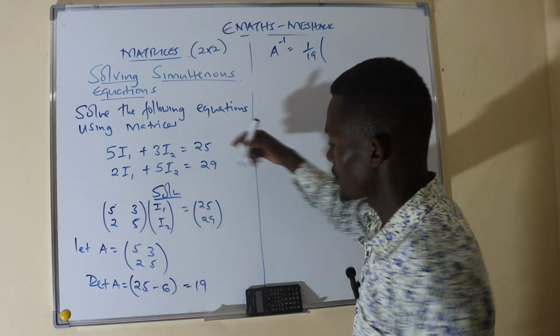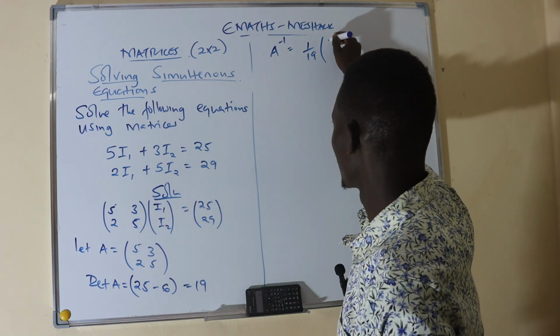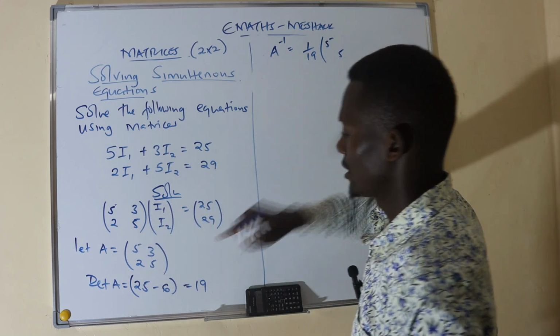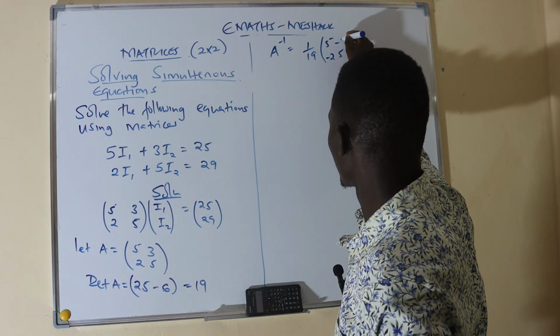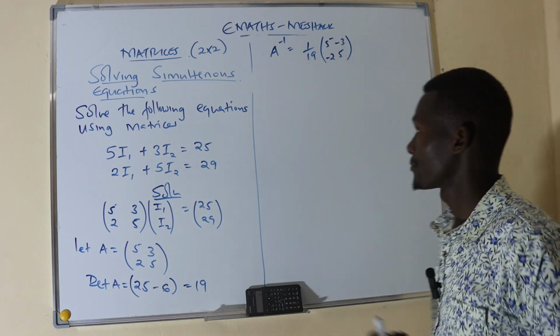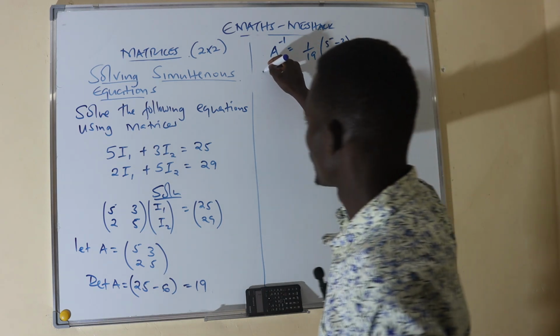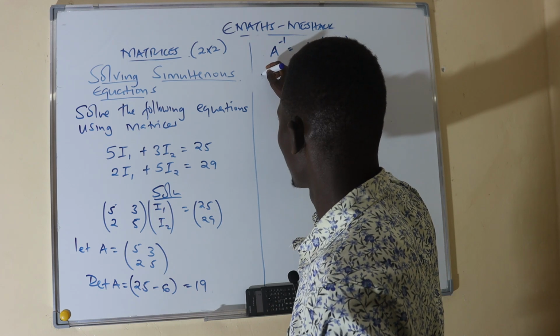Therefore the inverse, A inverse, will be given by 1 over 19. Then interchange the values. We have 5 and 5, so it will be the same thing. Then for these other two, we change the signs to become negative 2 and negative 3. So we have that.